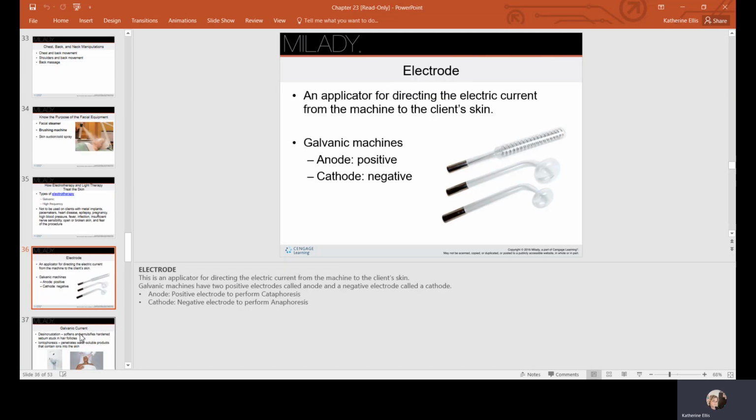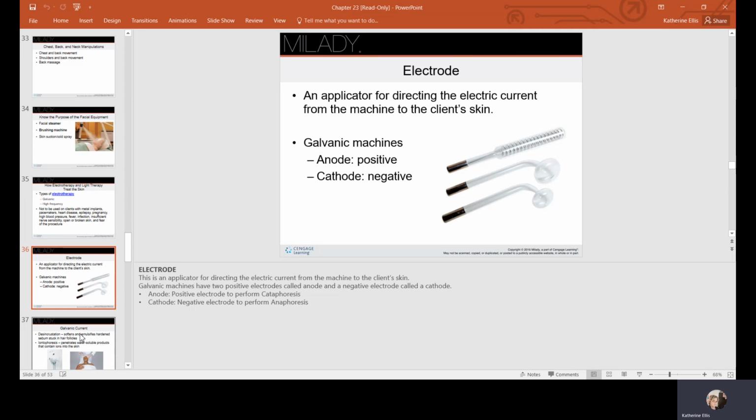An electrode is the applicator for directing the electric current from the machine to the client's skin. And I know all of you are familiar with the mushroom that's depicted here, and there are electrodes in different shapes and forms, some smaller to get into tighter places. So galvanic machines have a positive anode, and they have a cathode, which is a negative setting. And these have different effects.